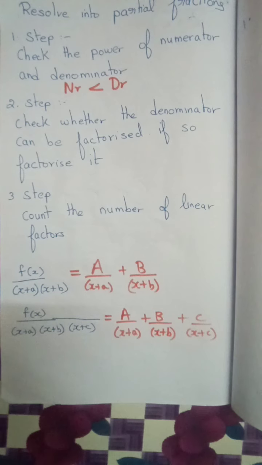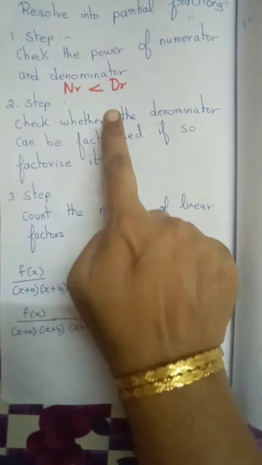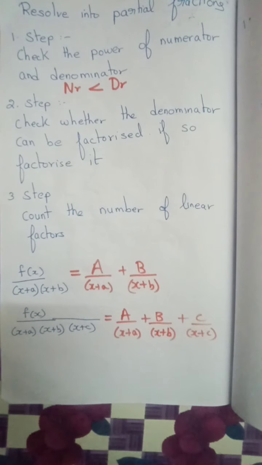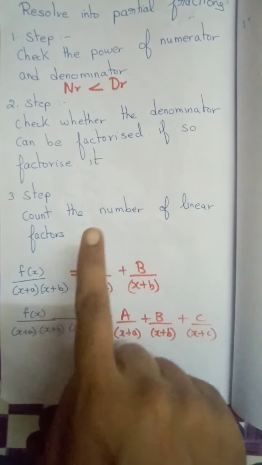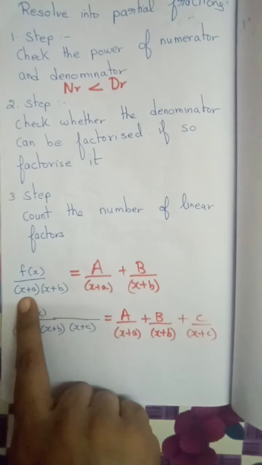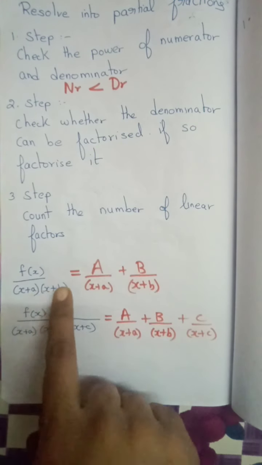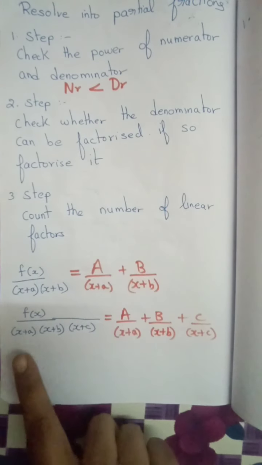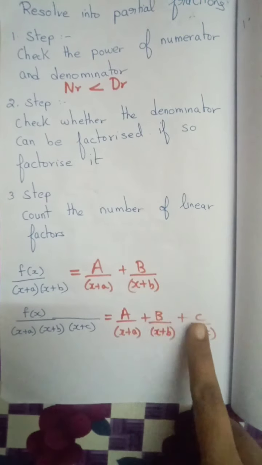So let us see the steps once again. In the type we are going to see, the very first step is you have to check the power of the numerator and denominator. The highest degree of the numerator should be less than the denominator. Second step, we have to check the denominator. We have to see whether we can factorize it. If so, we have to factorize it. After factorizing, you have to count the number of linear factors. You may have a sum where you are having 2 factors. If you are having 2 factors, you have to use 2 variables. If you are having 3 factors, you have to use 3 variables.